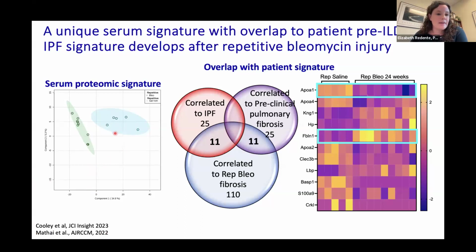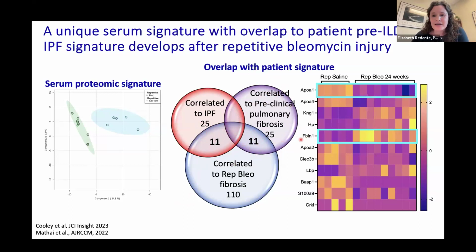Mice that received repetitive saline are here in blue, and mice that received repetitive bleomycin are here in green. Just looking at a PCA plot, you can see that the overall proteomic signature between these two groups is quite different. But we had a lot of overlap with the patient signals that Susan was able to find and publish in her paper. 11 of our proteins correlated to 25 of their direct IPF related proteins, and we had an additional 11 proteins that correlated to their preclinical pulmonary fibrosis proteins.